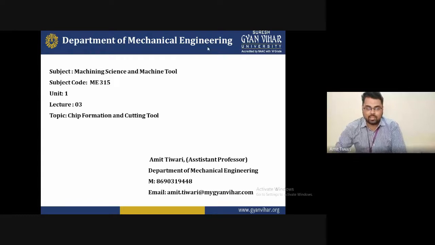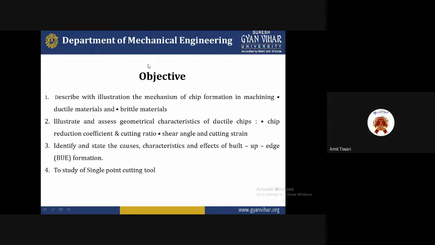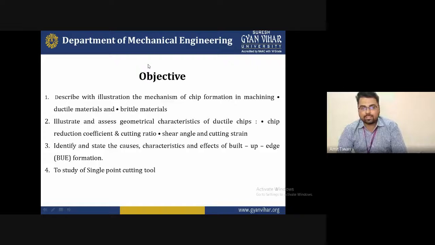Today is the third lecture and the topic is Chip Formation and Cutting Tool. The objective of today's lecture is to describe with illustration the mechanics of chip formation in machining, ductile material and brittle material. Second is to illustrate and assess geometrical characteristics of ductile chip, chip reduction coefficient, cutting ratio, shear angle and cutting strength.